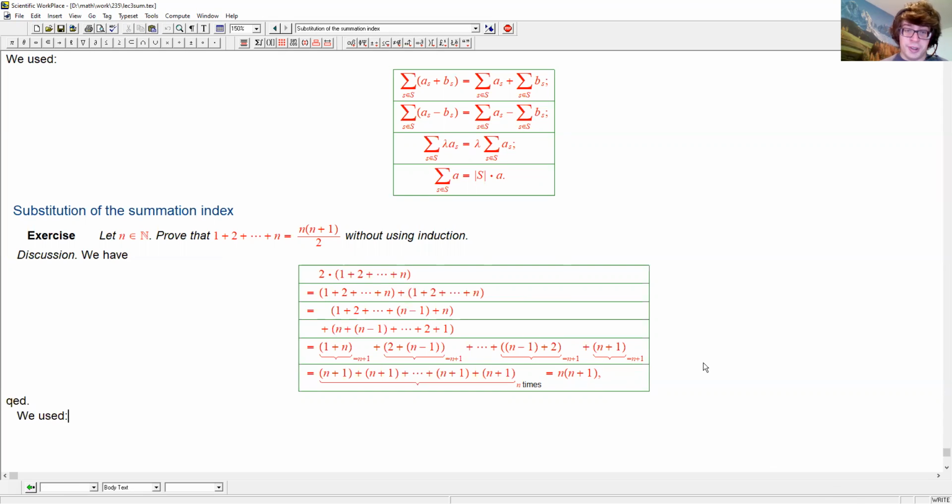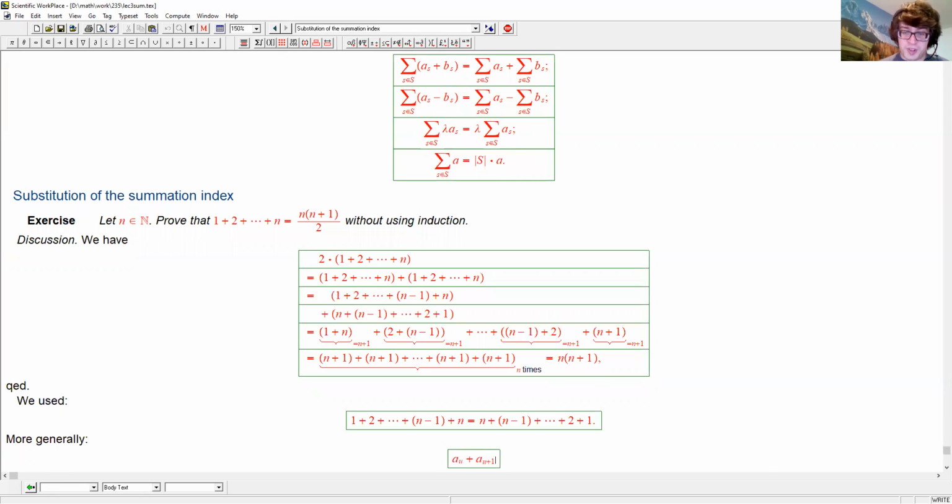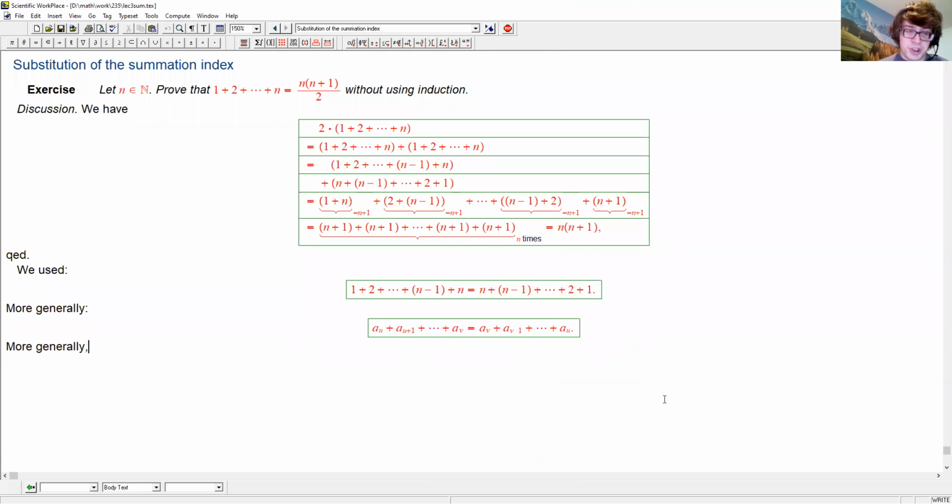So what did we use here? We used that we can turn the sum around. More generally, if you have a sum like this, you can turn it around. So instead of going from the bottom to the top, you can sum from the top to the bottom. Even more generally, if S and T are two finite sets, and if f from S to T is a bijective map, this means a one-to-one correspondence. It's just a European way to say one-to-one correspondence.